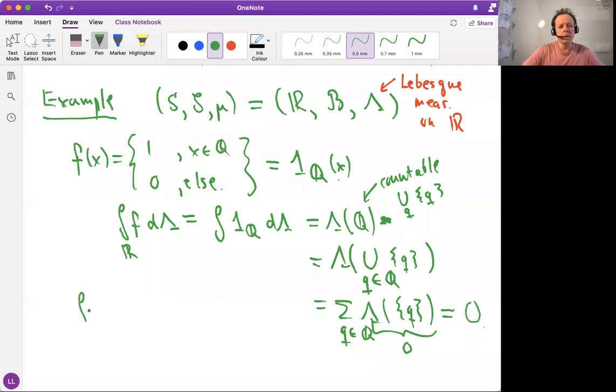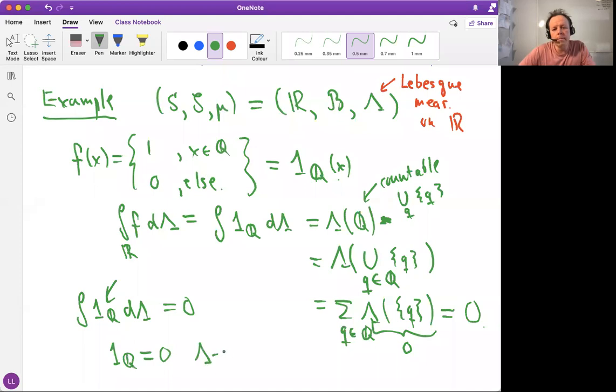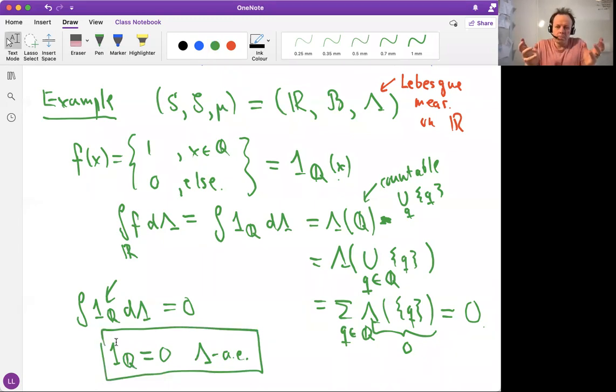The conclusion is that the integral of the indicator of the rational numbers with respect to Lebesgue measure is equal to 0, although of course this is a strongly non-zero function. On the other hand, we know that the indicator of Q is equal to 0 Lebesgue almost everywhere. So that's why here we have an example of an almost everywhere 0 function, and because it's such a function, it integrates to 0 as well.